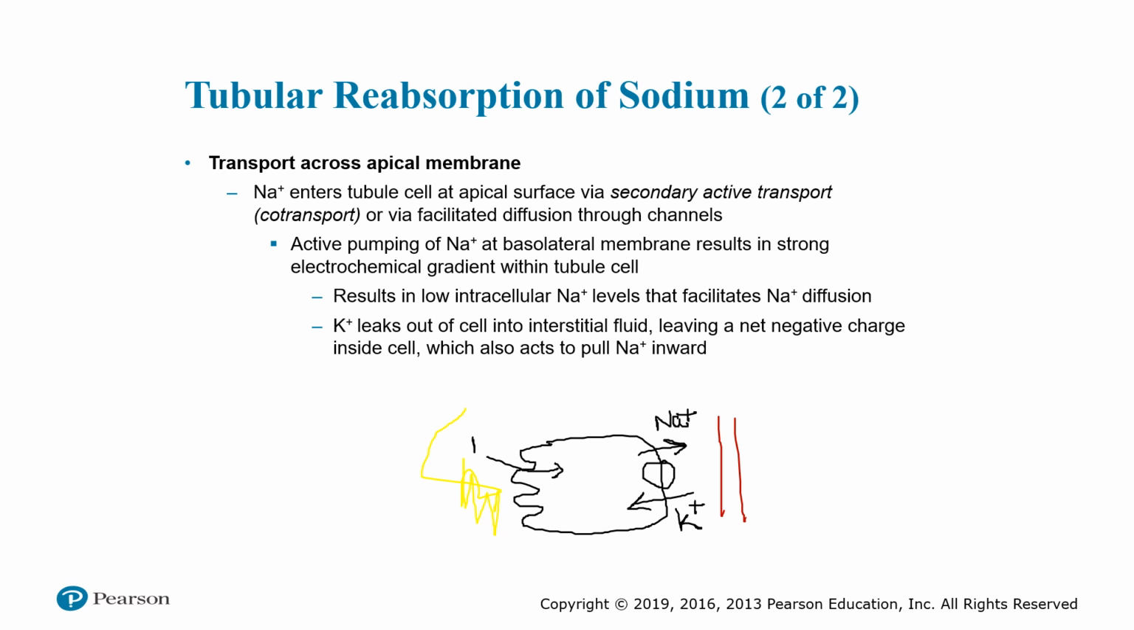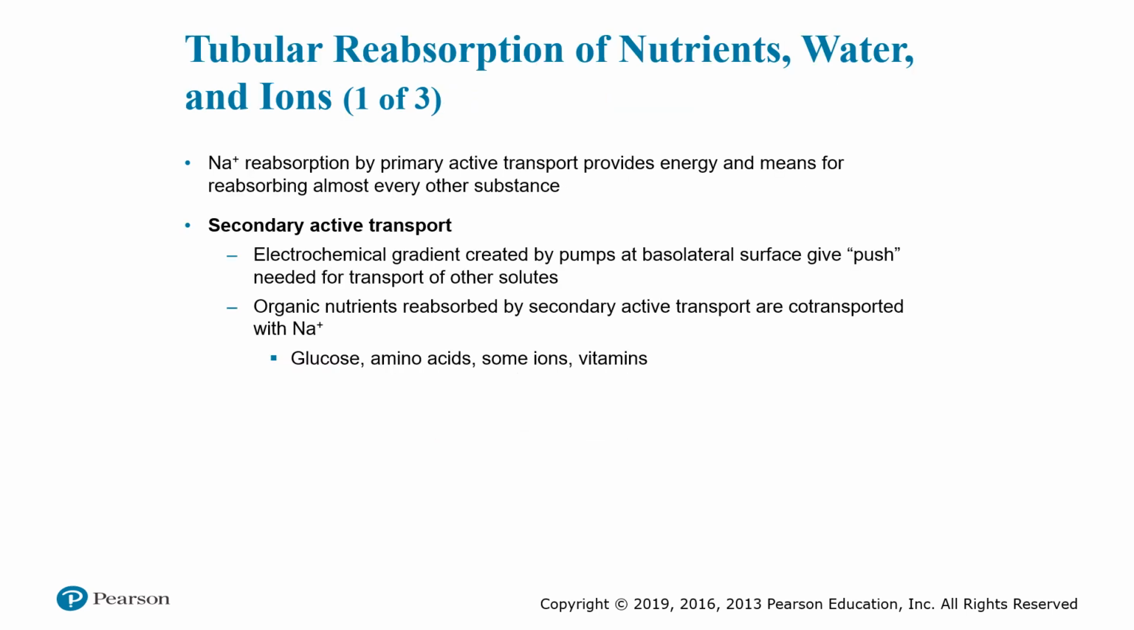It facilitates diffusion of sodium from the apical surface into the cell. So sodium moves inside the cell, and because we also have fewer cations in the cell, since the potassium is diffusing back into the interstitial fluid, with low sodium and low cations in the cell, sodium moves into the cell. So this sodium reabsorption by primary active transport, which is happening at the basolateral surface of the cell, provides the energy for the inward movement of the sodium. It also provides the energy and means for reabsorbing almost every other substance.